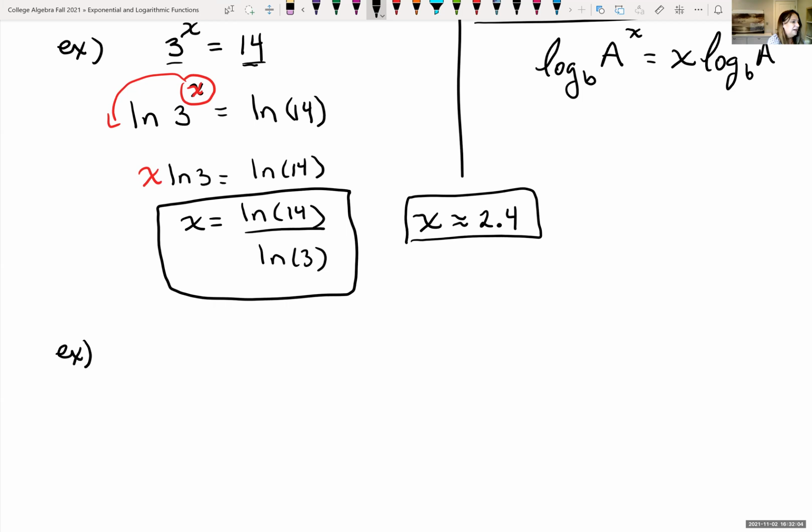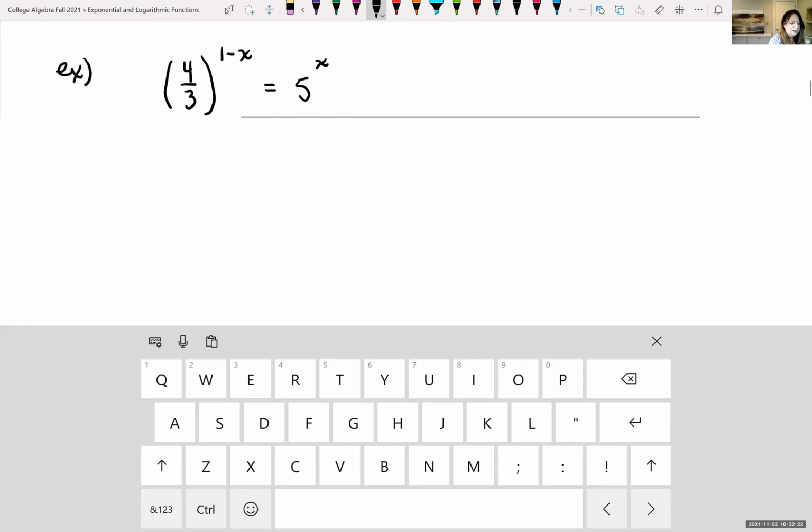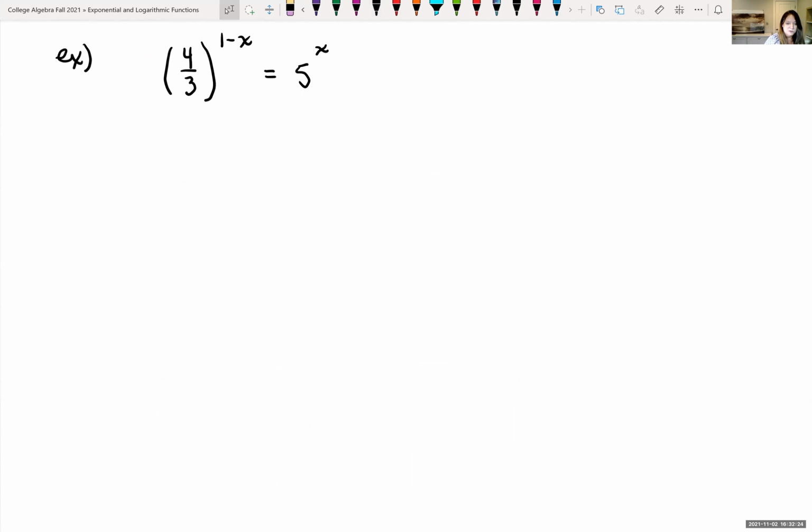So what if you have 4/3, all raised to the 1 minus x power, equals 5 all raised to the x power. So here's another example where we're not able to manipulate those bases to be the same. So we're going to use our properties of the logs to help us rewrite this.